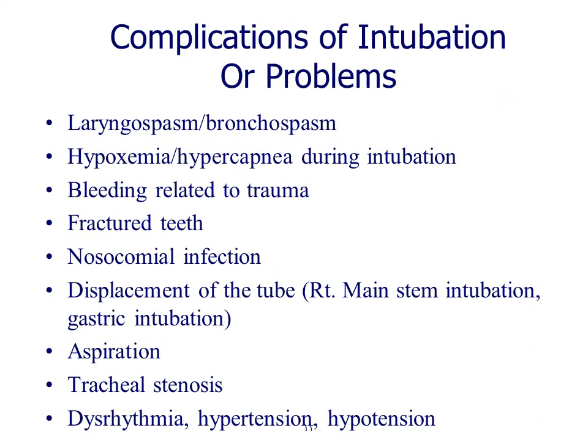The complications of intubation: laryngospasm, bronchospasm, hypoxemia, hypercapnia during intubation, which means decreased level of oxygen and increased level of CO2, bleeding related to trauma, fractured teeth, nosocomial infection, displacement of the tube either to the right main stem intubation, or gastric intubation, where instead of entering the trachea it enters the esophagus, aspiration, tracheal stenosis, dysrhythmia, hypertension and hypotension.